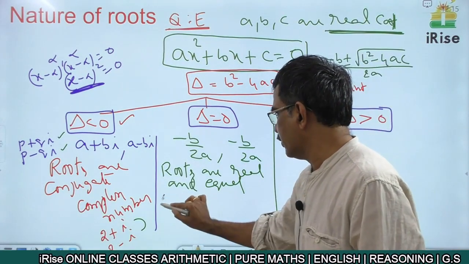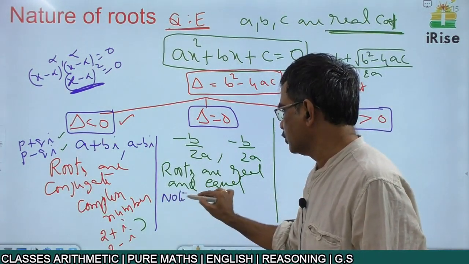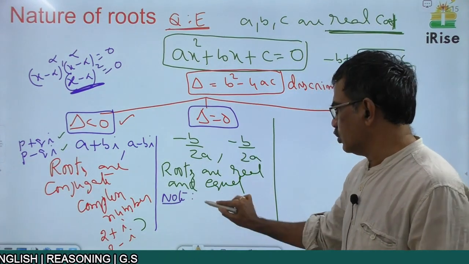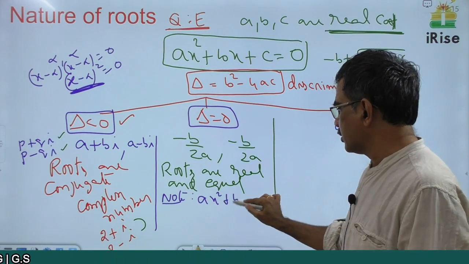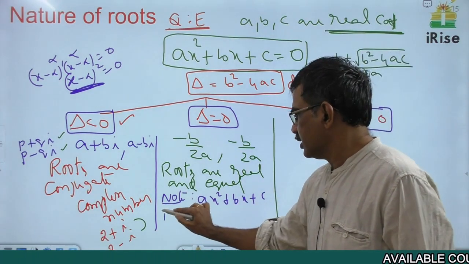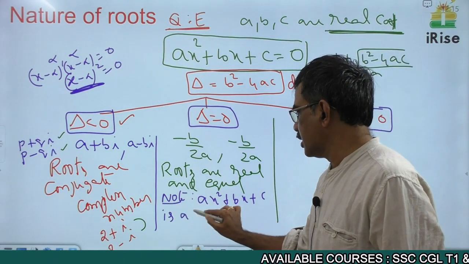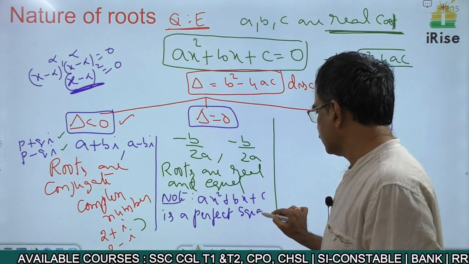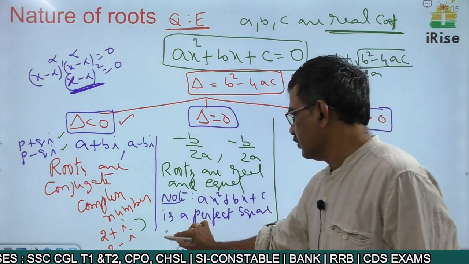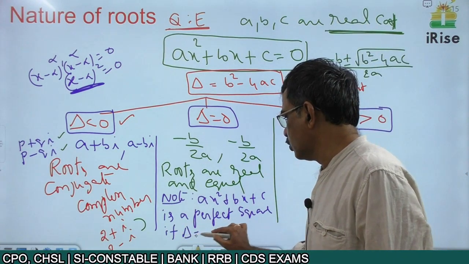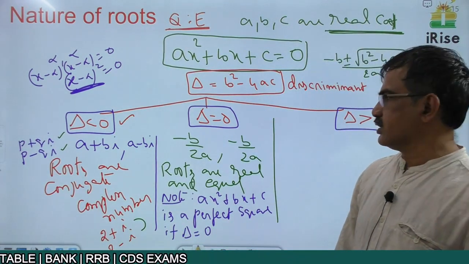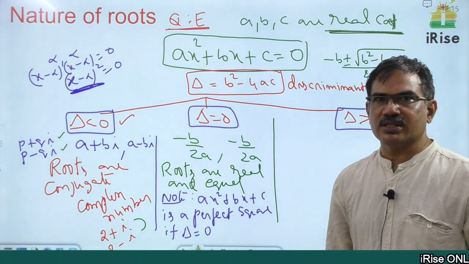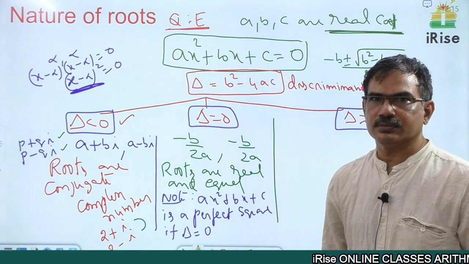So I want to give a very important note here. Note, if delta is equal to 0, ax square plus bx plus c is a perfect square. If delta is equal to 0, b square minus 4ac is equal to 0, then ax square plus bx plus c is a perfect square.